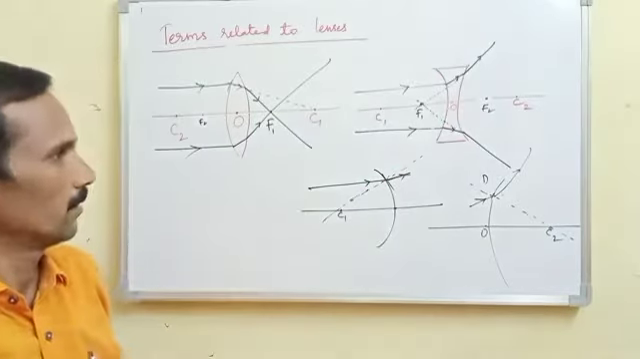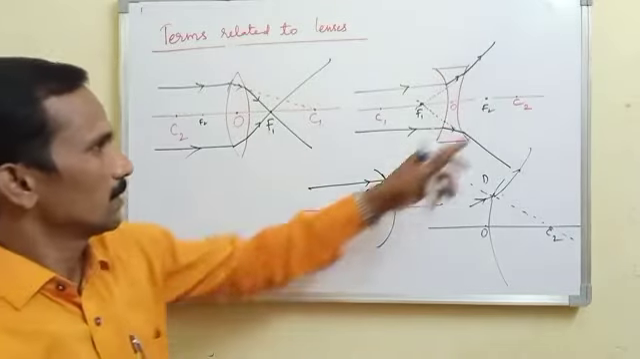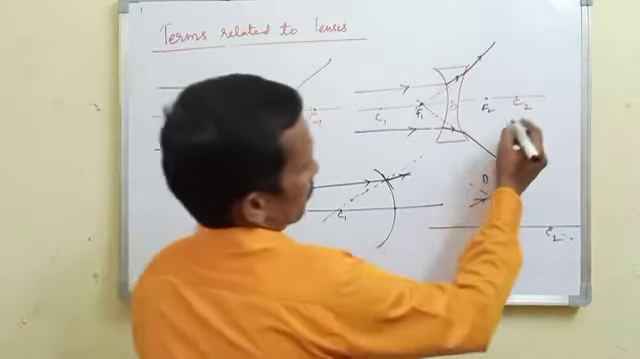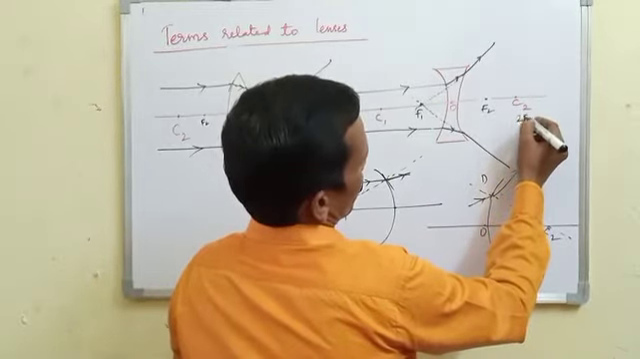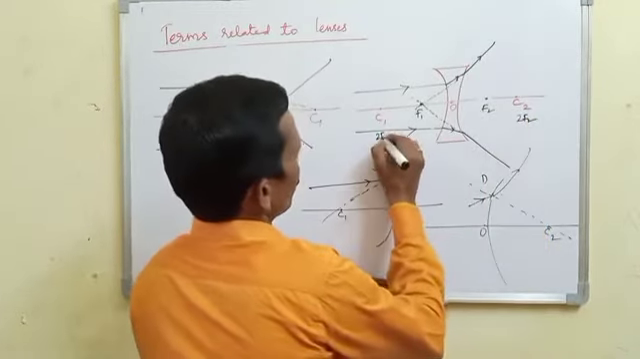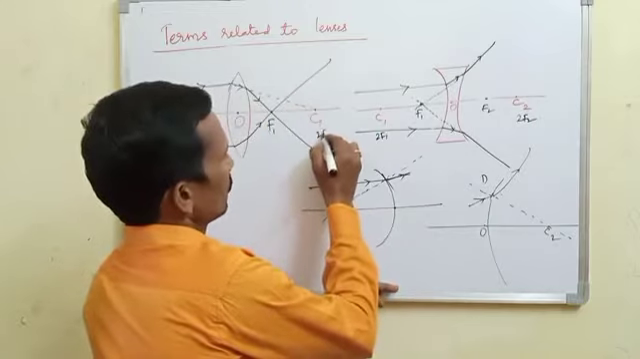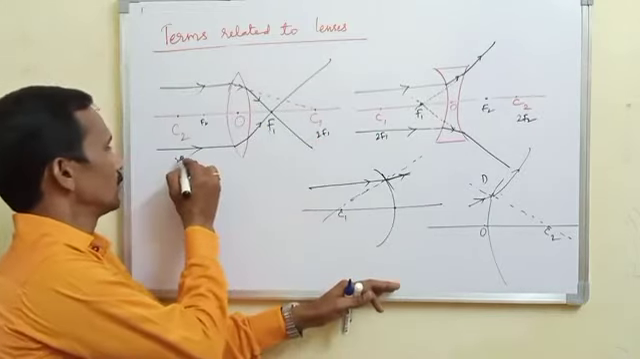Okay, right. Here C2 is written as 2F2, and here C1 is written as 2F1. Here also 2F1, C2, 2F2.